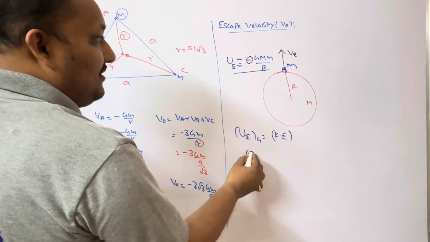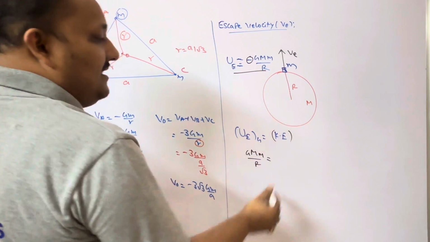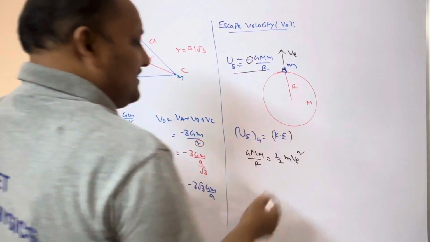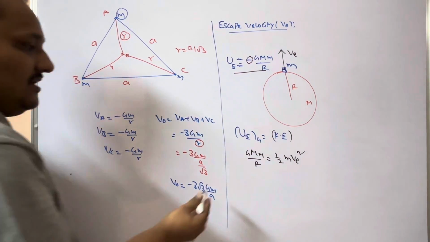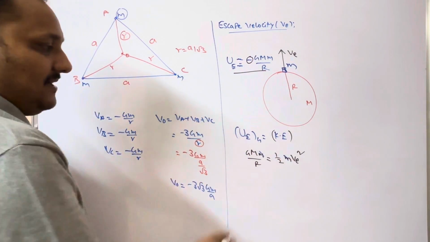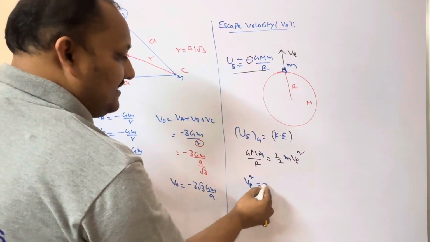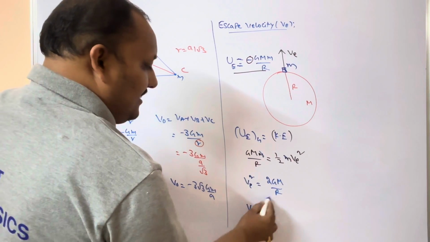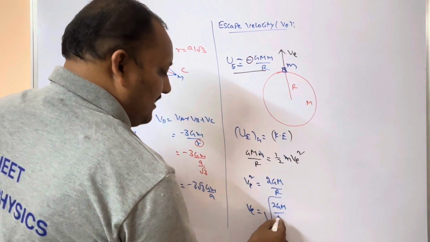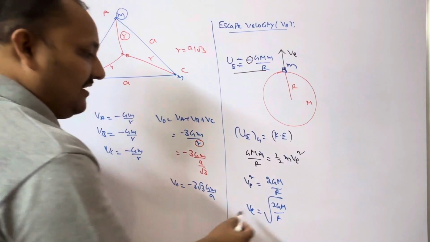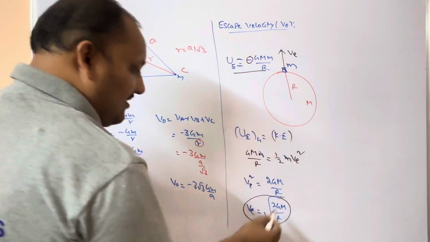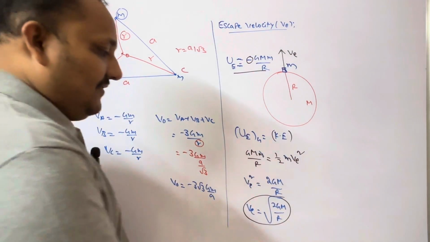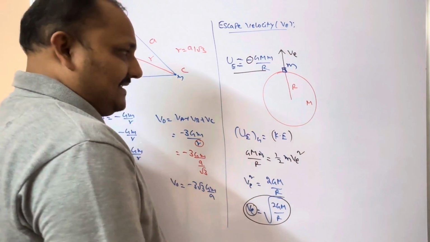Therefore, we take GMm by capital R equal to half m v square, with v as the escape velocity we have thrown. If you cancel the mass, then escape velocity v square is equal to 2GM by R. Then escape velocity is equal to root 2GM by capital R. Very important equation. This is in terms of the mass of the planet and radius of the planet, or mass of the earth and radius of the earth. If you substitute, you are going to get the escape velocity.